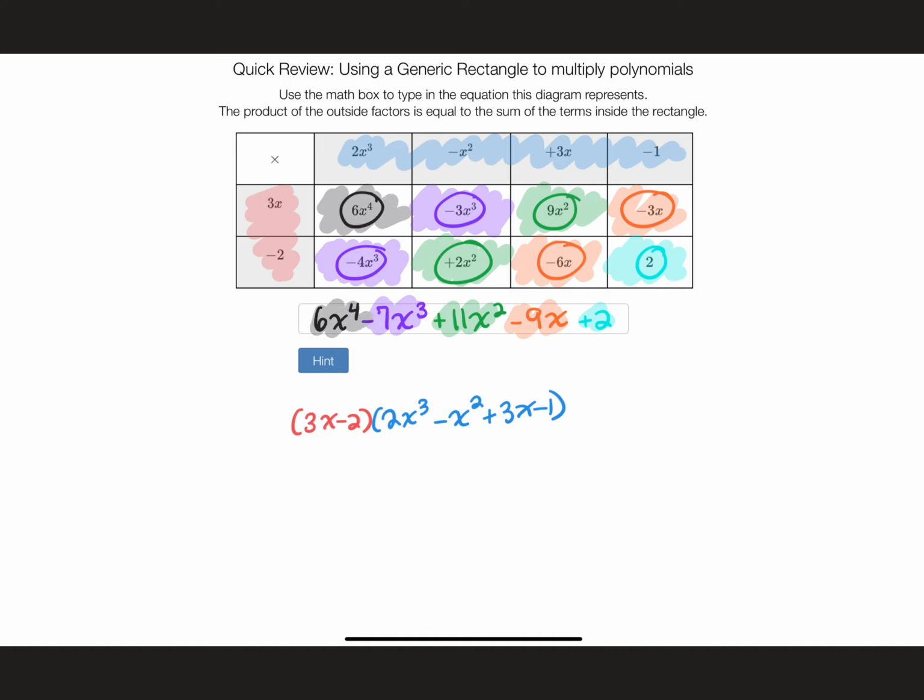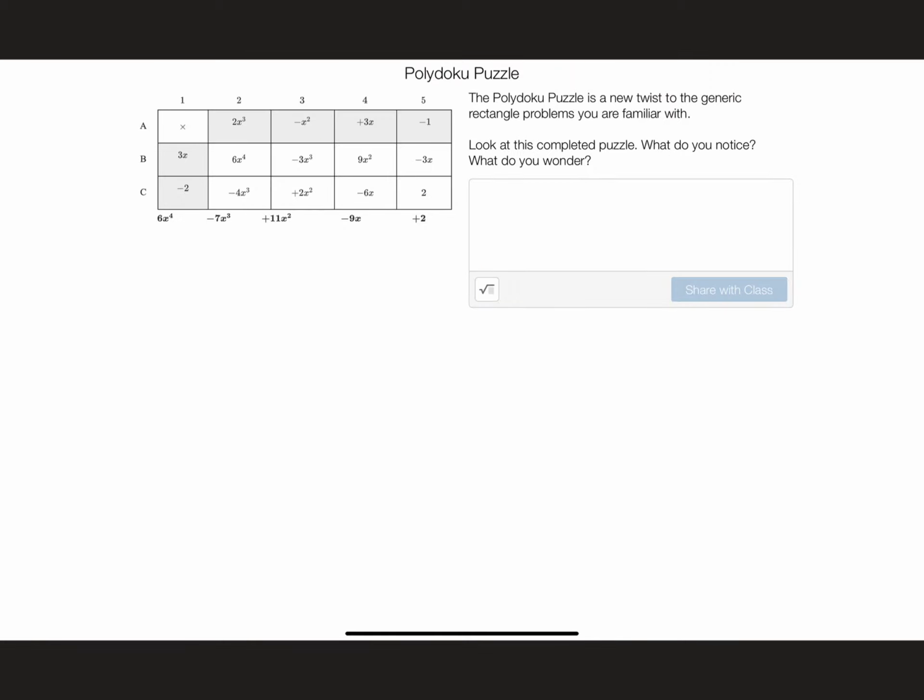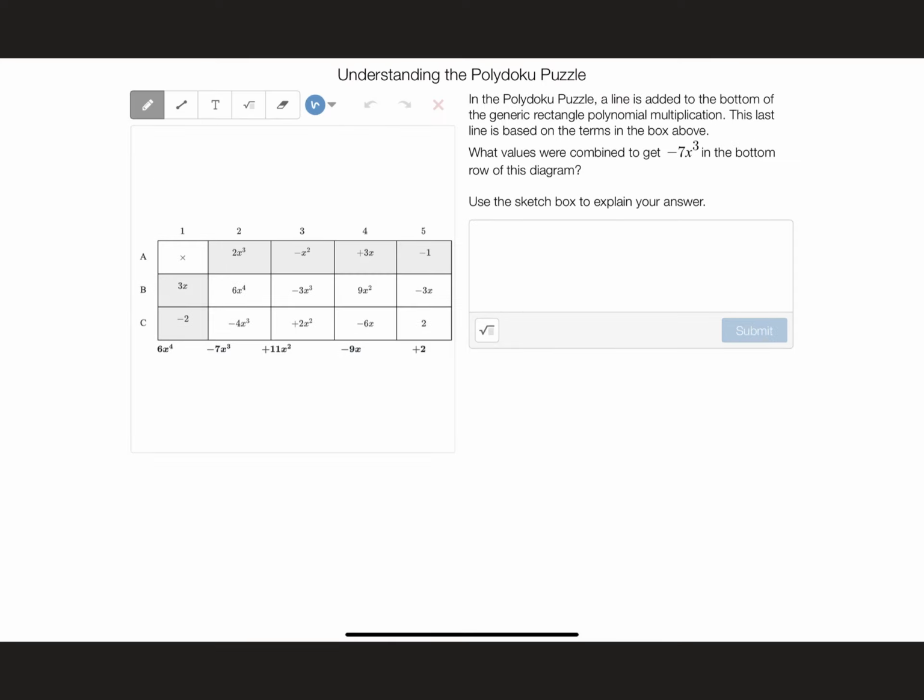So in order to use generic rectangles to multiply, it's pretty simple. The interesting thing here is that anything on the diagonal adds together to give you a term in your polynomial. And I like the fact that these are diagonal from each other. So the things that don't have something diagonal from them are either the highest power or the lowest power. This is basically saying what we just said about noticing that the diagonals are the same power.